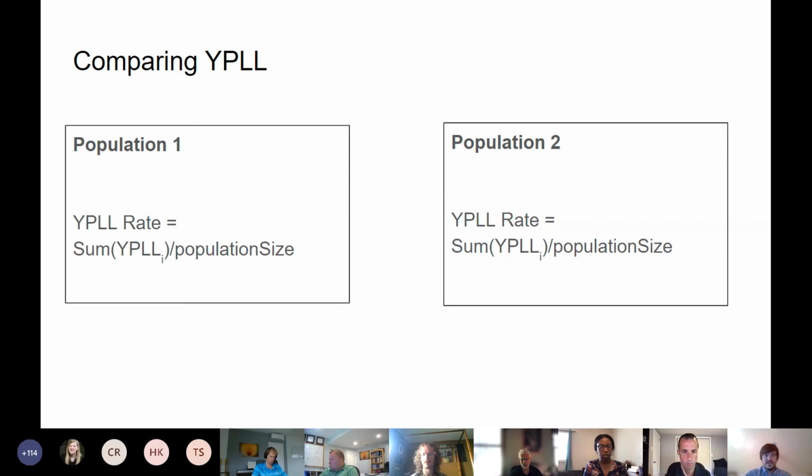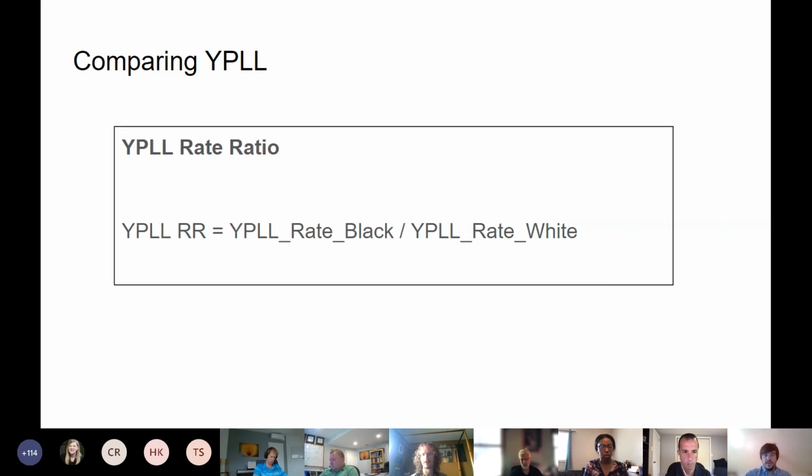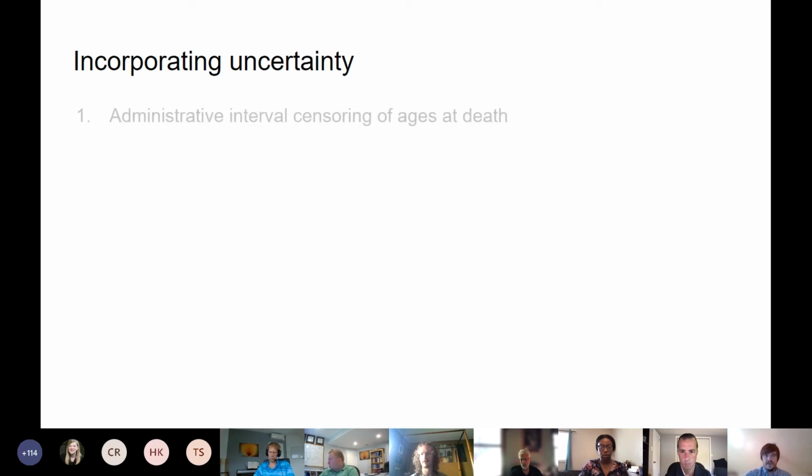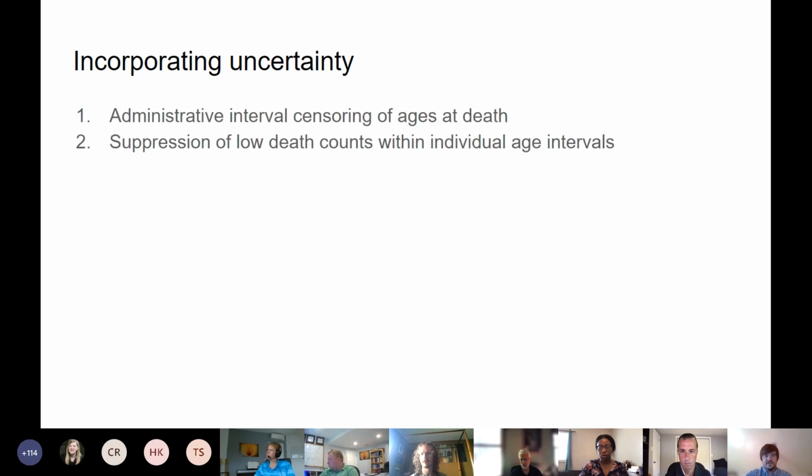So what we're doing in this visualization is comparing the years of potential life loss between non-Hispanic Black and non-Hispanic white. So non-Hispanic white is the denominator and non-Hispanic Black is the numerator. Another thing the authors did that I thought was really interesting was incorporating uncertainty. So there's 3 types of uncertainty they incorporated.